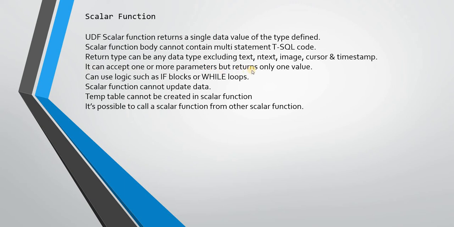It can accept one or more parameters, but returns only one value. It can accept multiple parameters, but it can actually return only one value. You can use if blocks and while loops in scalar functions. A scalar function cannot update data in a physical table, right? You cannot update any type of data in a physical table. A temp table cannot be created in scalar functions, okay? And it's possible to call a scalar function from another scalar function. So absolutely it is possible to call a scalar function within another scalar function, right?